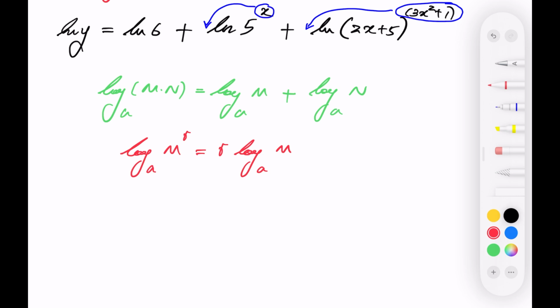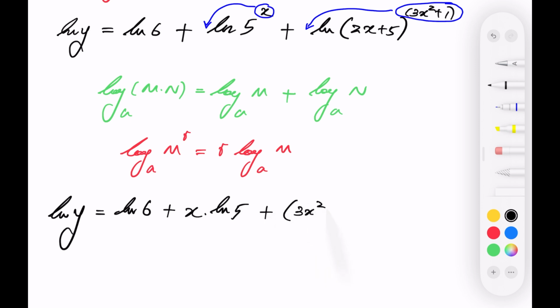So let me rewrite that equation we have. It's natural logarithm y is equal to natural logarithm 6 plus x times natural logarithm 5 plus 3x squared plus 1 times natural logarithm 2x plus 5.